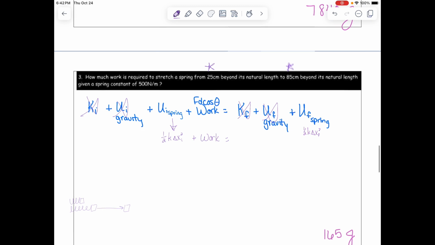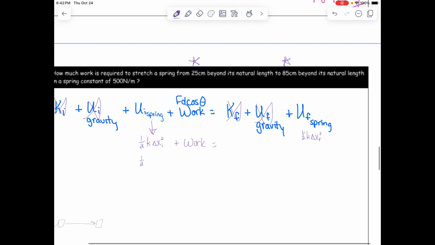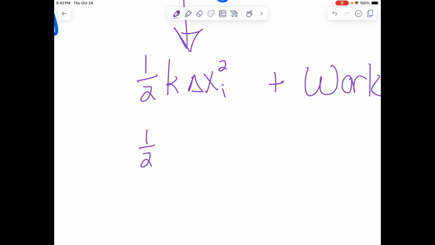Ready to fill things in? I think so. Okay. So 1/2. Did it say what the spring constant was? Yes. Look at the very end. The spring constant, 500. It actually means how many newtons it takes to move it 1 meter.